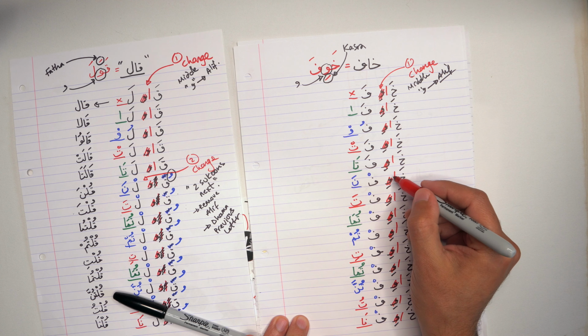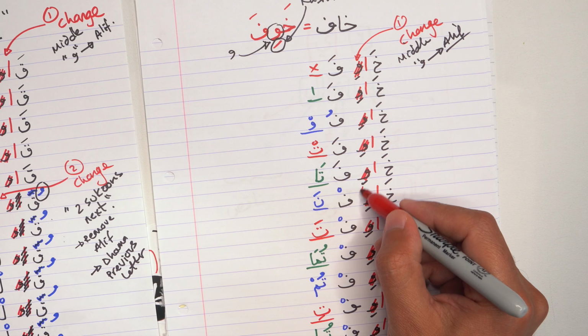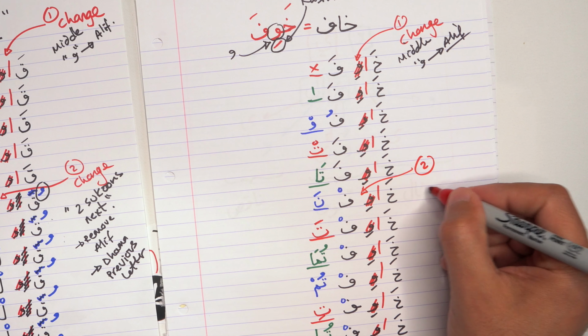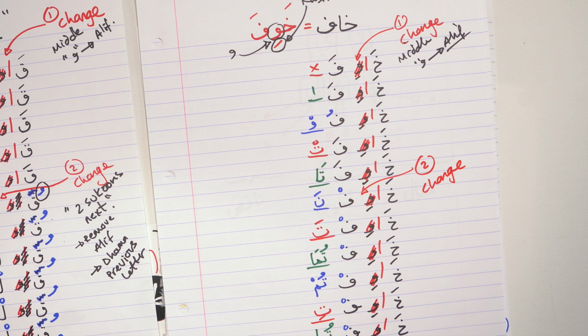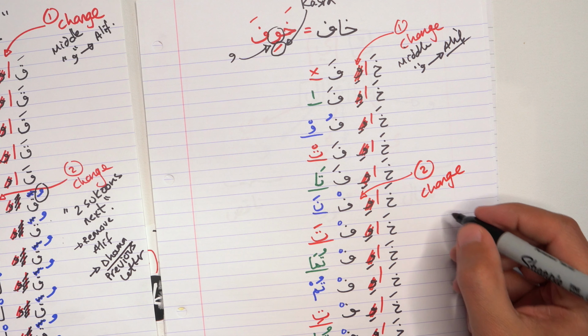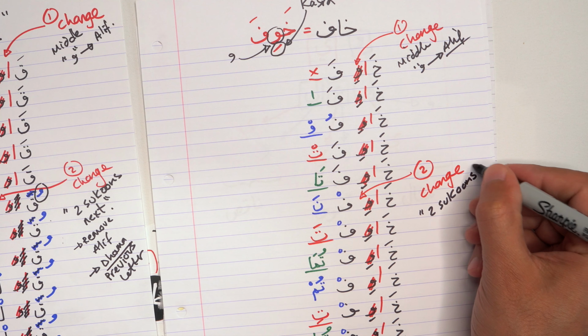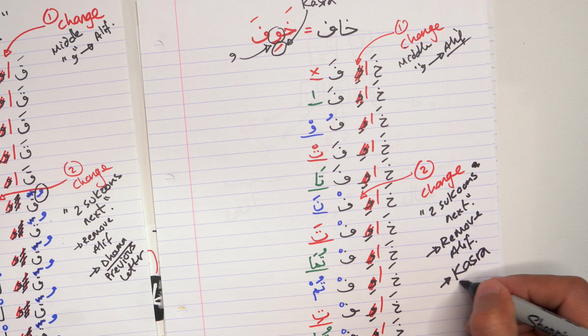Because you have two sukuns that have come together, right? Two sukuns. So what's going to happen here? Number two, let's change. And the same rule as the one that we've done over here. Right? But the only difference is, over there it is dhamma, here it's going to be kasra. So the two sukun rule: two sukuns next to each other. That's what the rule is. So number one is remove the alif, and number two is give kasra to the previous letter.